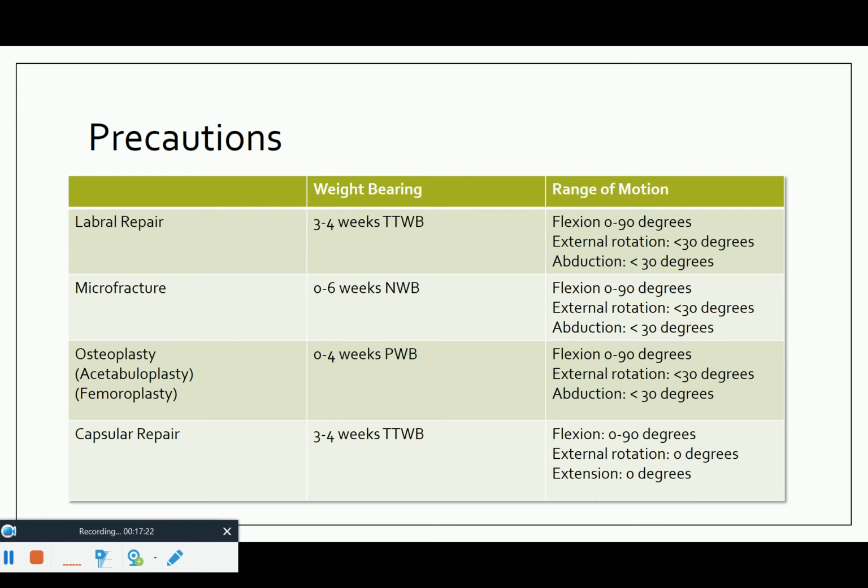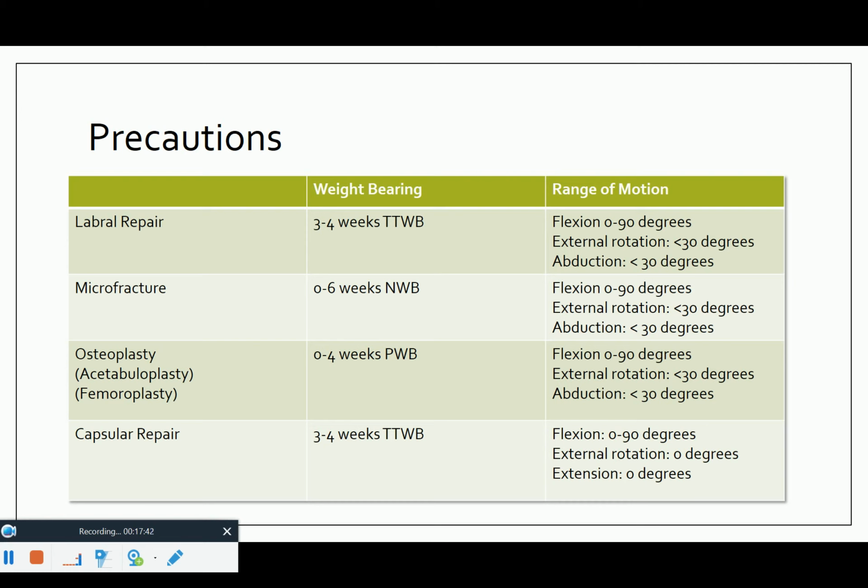But these are what we would call the rim trim, and the femoroplasty is basically shaving down the abnormal bone growth from the cam lesion, and the rim trim is doing the same thing for the pincer lesion, which is also known as the acetabuloplasty. Same range of motion restrictions.